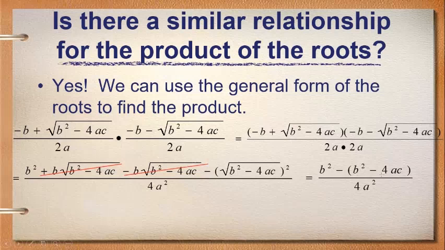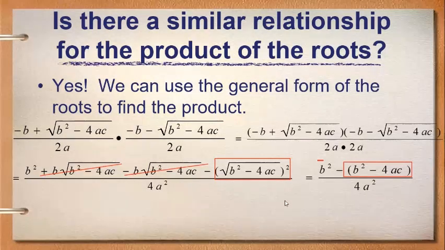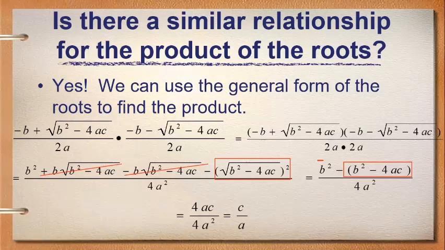Why is it b squared minus 4ac here? Because we took the square root of b squared minus 4ac. So again, from here, that is the square root of b squared minus 4ac. The result is b squared minus 4ac. Then next, we're going to simplify that. That is b squared minus b squared is, of course, 0.